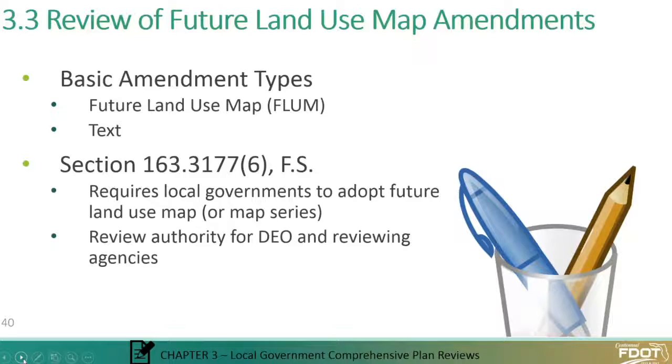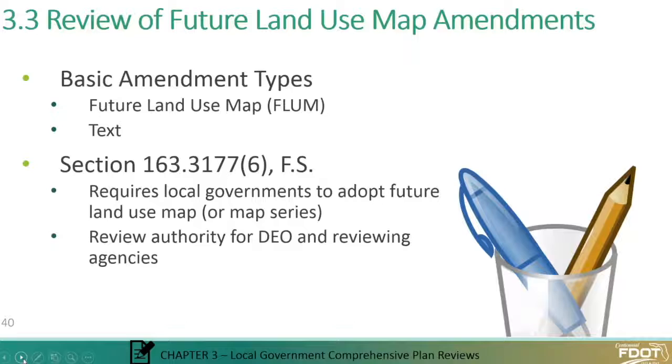And just to tell you quickly, a text amendment is basically an amendment to the goals, objectives, and policies within a comprehensive plan, while a future land use amendment is amending the future land use map or map series associated with a comprehensive plan. Under Section 163.3177(6)(a), if you want to be a bit more specific, Florida state law requires that all local governments have to adopt a future land use map or map series. The future land use map or map series contains the vision for future development within a jurisdiction.